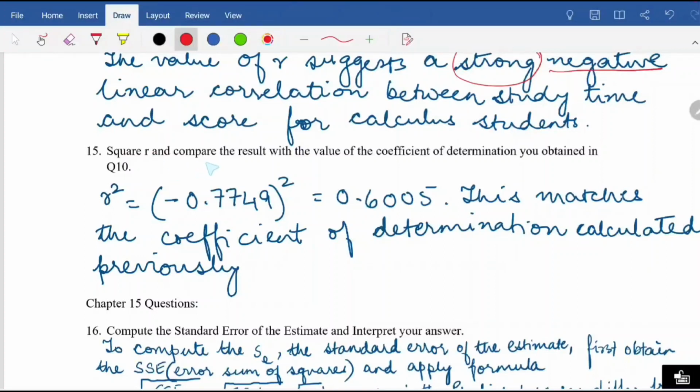Number 15 says square R and compare the result with the value of the coefficient of determination you obtained in the previous question. So R squared equals negative 0.7749 whole squared. Just square your correlation coefficient value and see if that matches what you got for the coefficient of determination. This matches the coefficient of determination calculated previously. All right, so this completes all the questions that you may need to answer on the test on chapter 14.